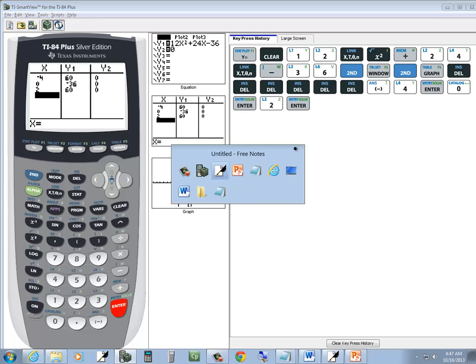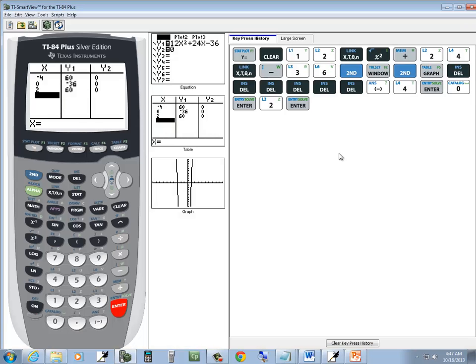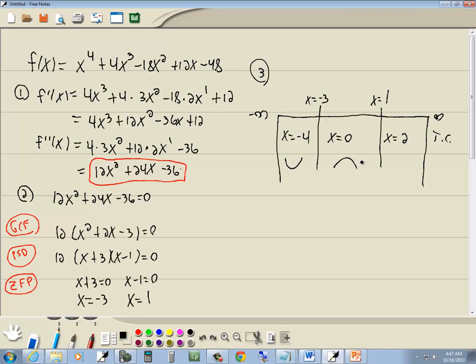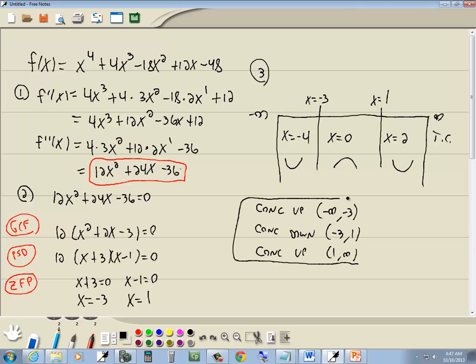Okay, negative 4 gave us 60, so it's positive, so it's concave up. 0 gave us negative 36, so it's negative, so it's concave down. And 2 gave us positive 60, which means it's concave up. So for concavity, it's concave up from negative infinity to negative 3. It's concave down from negative 3 to 1. And it's concave up from 1 to positive infinity. That's the first part.